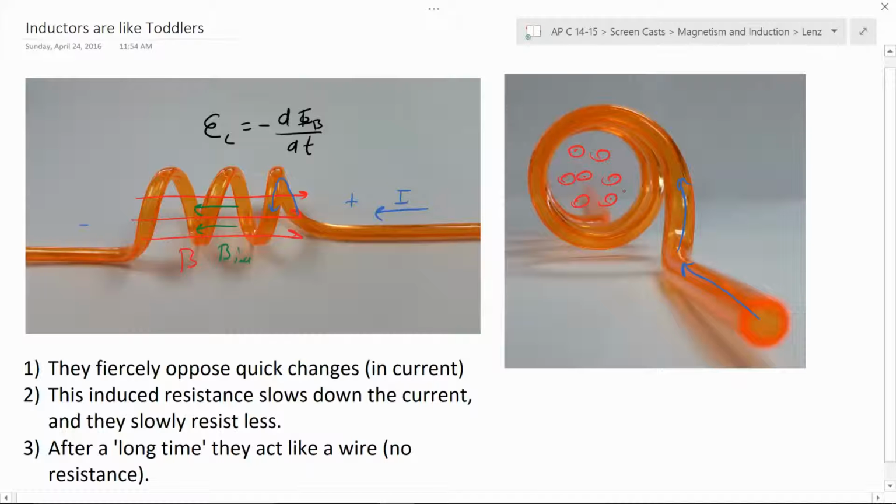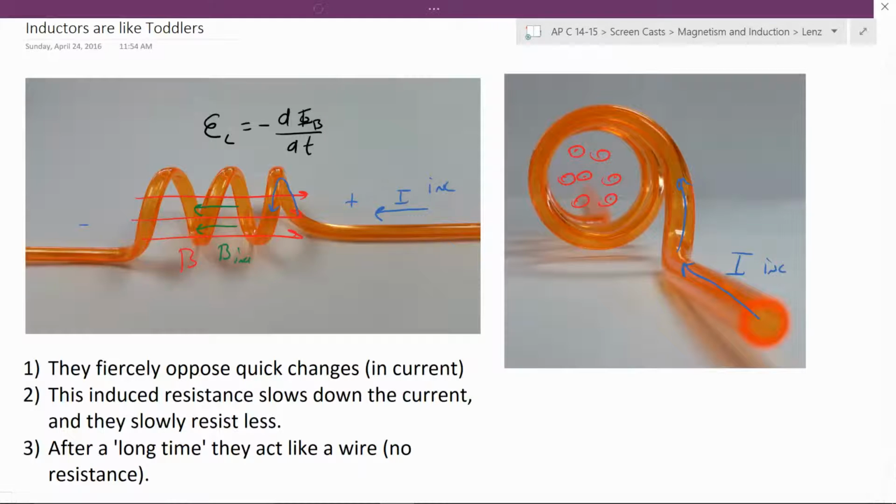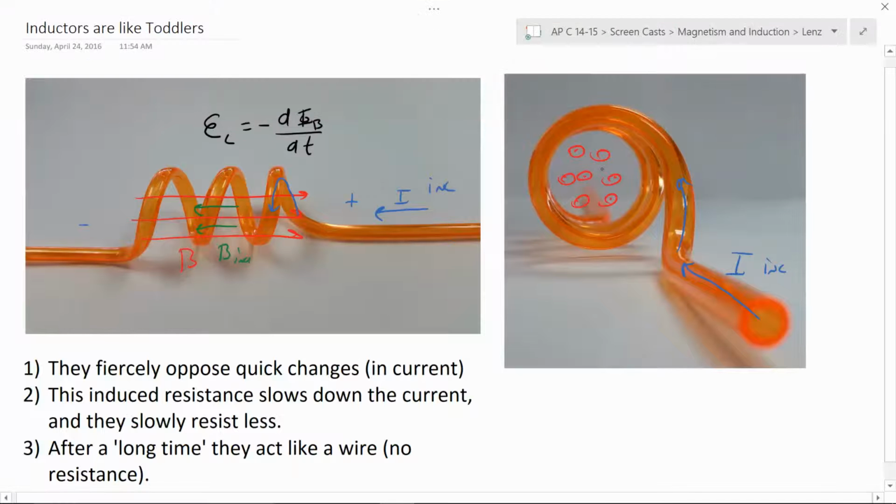And that's fine until you try to change that current. So if you try to increase the current, what that's going to do is create an opposing magnetic field, basically like this. Now it's smaller than the existing magnetic field, and the faster you try to change that current, the bigger that opposing magnetic field is.